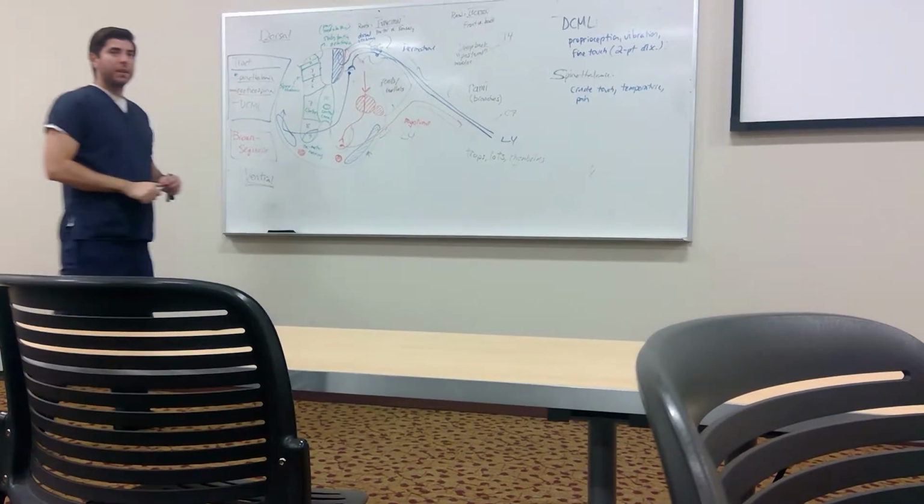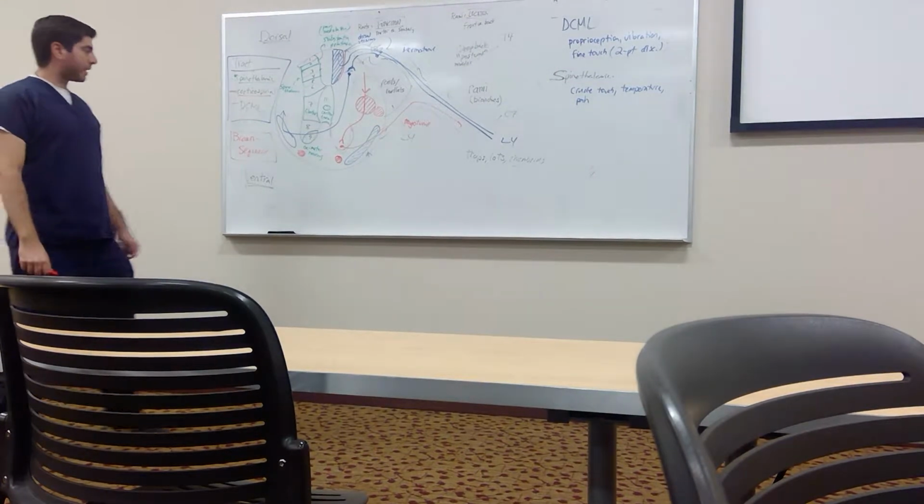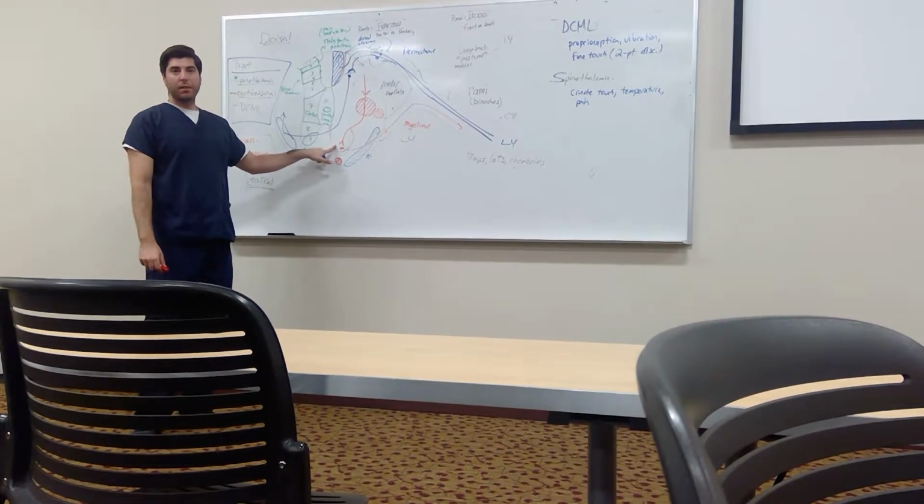Coming down within that bundle, it's going to synapse in the ventral horn. Yep, it's going to synapse in the ventral horn, specifically lamina 9, on the alpha motor neurons.